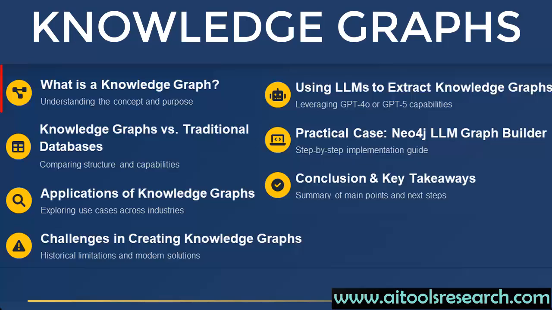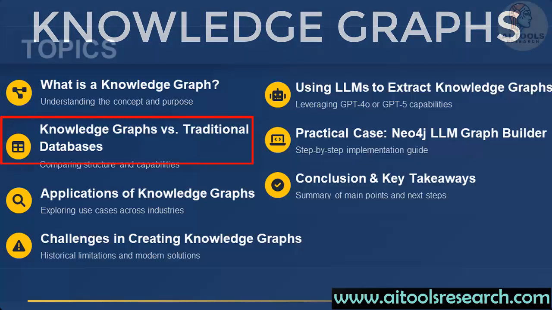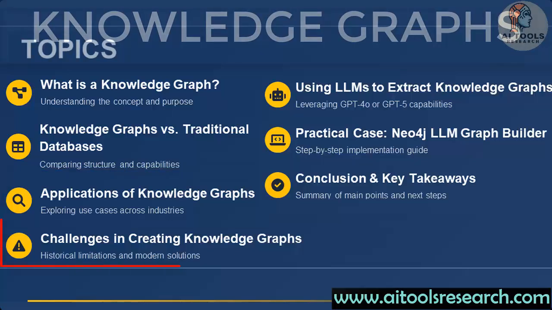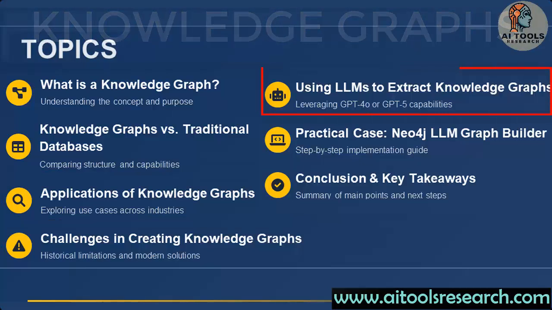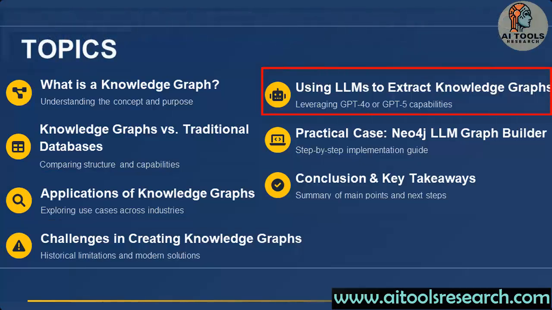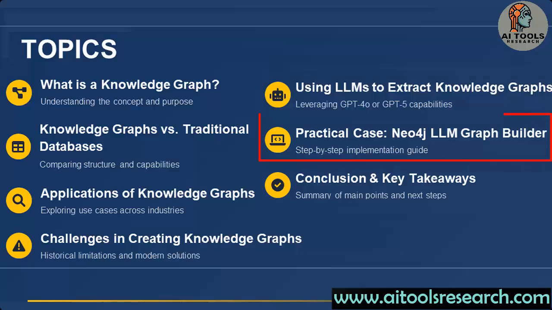Specifically, we'll cover: what is a knowledge graph? What is the difference between knowledge graphs and traditional databases and spreadsheets? What are some applications of knowledge graphs? What are the challenges of creating knowledge graphs? How can you build knowledge graphs by extracting text from your documents using GPT-5 or other powerful LLMs like DeepSeek, Claude 4.1, or Grok 4? And we'll give a practical example using Neo4j LLM Knowledge Graph Builder.